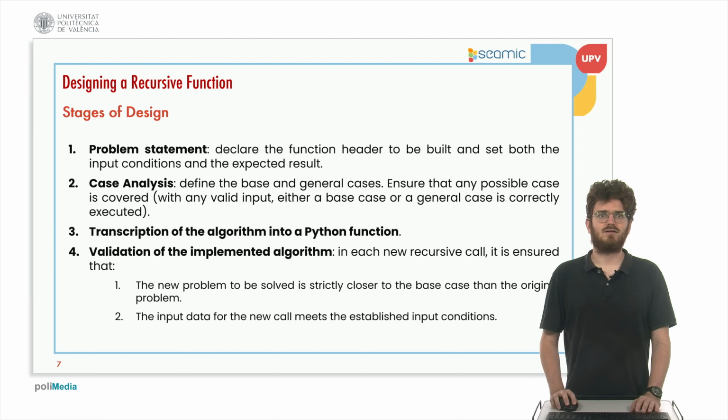Then you need to validate the algorithm that has been implemented. First, you always need to get closer to the solution in every step. So every recursive call needs to get you closer to the base case. Otherwise, you'll have an infinite recursion and your program will fail. Then you need to check that the input data for the new call meets the established input conditions. So if the input to the factorial method needs to be positive, you need to check that every time you lower the number by 1, it's actually going to be positive or equal to 0. Otherwise, you can also find an infinite recursion problem.